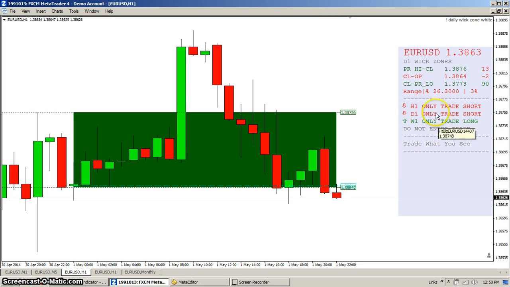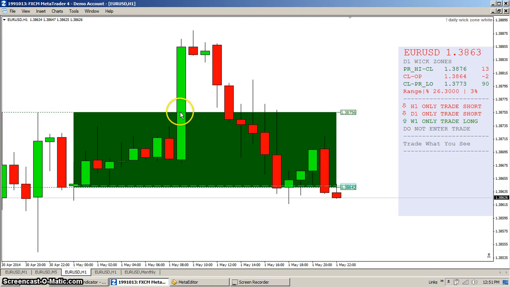H1 right now says only trade short, D1 says only trade short, but W1, because the current price is above the weekly open, says only trade long. And since we have the training wheels turned on, it says do not enter the trade. So what this does is it makes sure you only trade with the hourly, daily, and weekly bias in agreement.